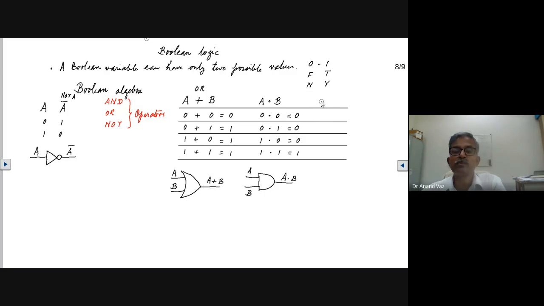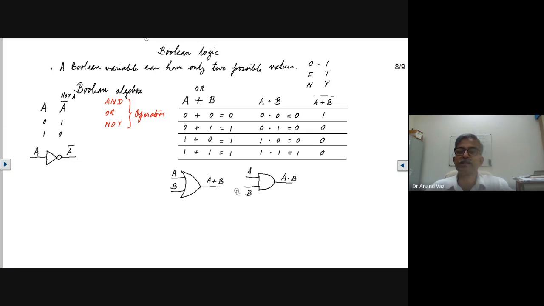You can also proceed further with the complement of A or B, which we call NOR logic, represented by a NOR gate. And here you already have A or B computed. So you just have to take the complement of this. Here you had 0, so here it will be 1. Here you had 1, so here it will be 0. It's just a complement.